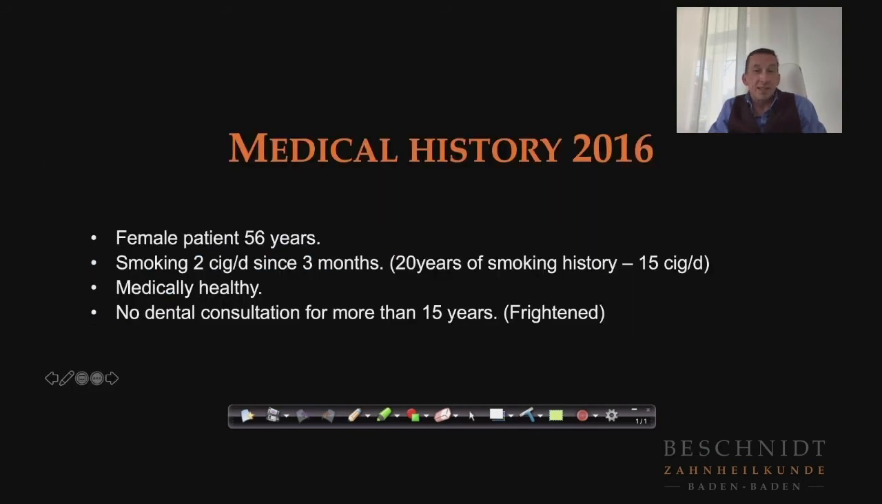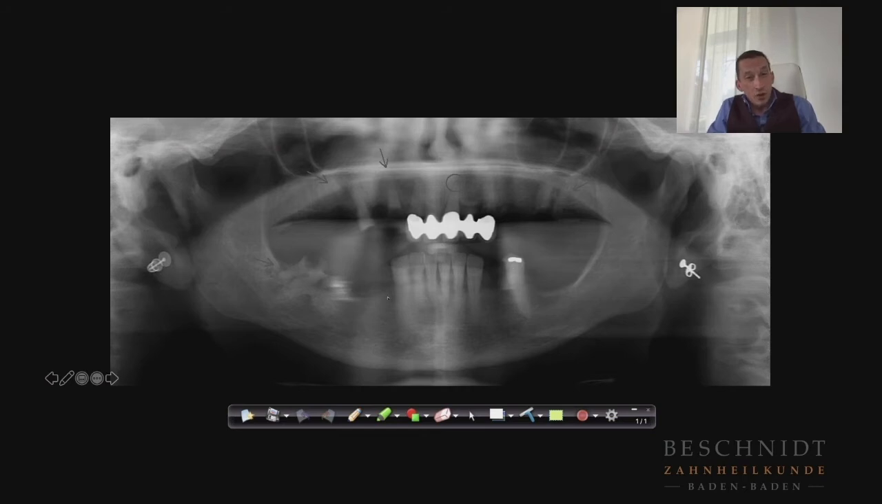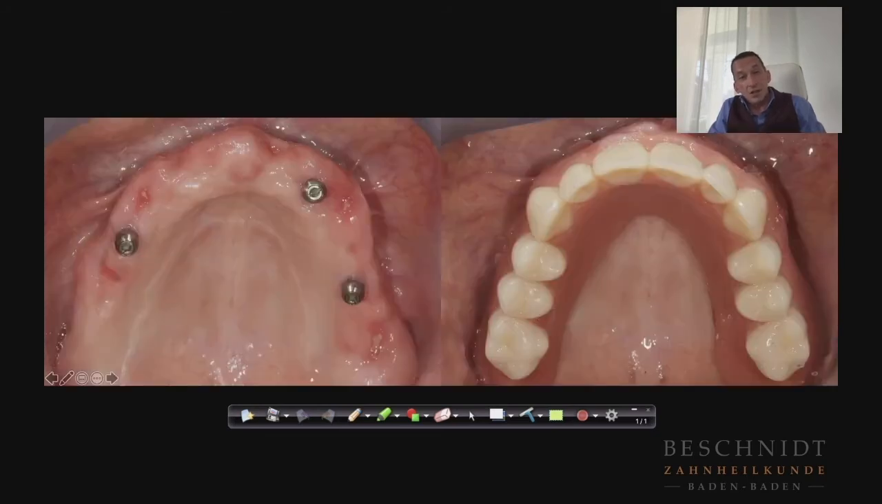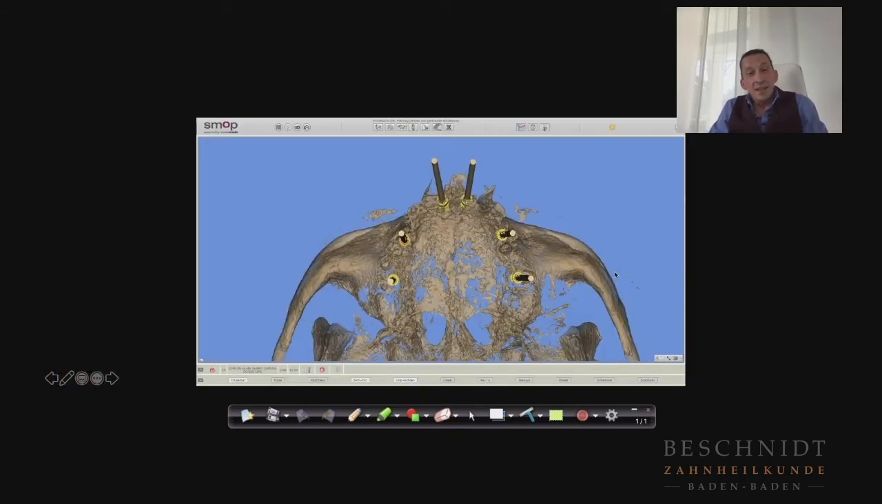So this is a 56-year-old patient where we did the implant placement in the lower jaw and in the upper jaw, but let's have a look at the upper jaw. We took out all teeth. Then she got 3 provisional implants to fix the guide. And then we made the strategic implant planning.